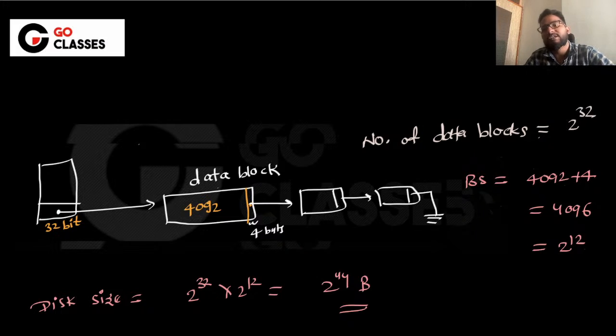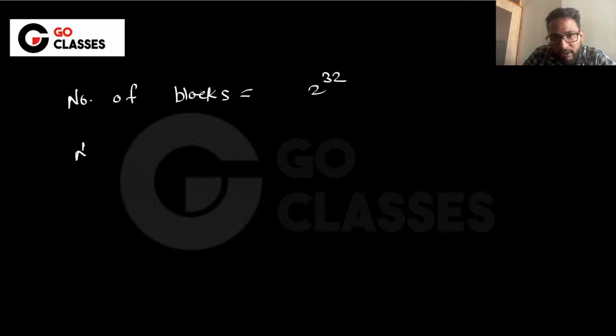Now they are asking what is the maximum file size. Okay, what is the maximum file size that you can store? So what do you think should be the answer? See, in any block, you are storing a pointer, right? Number of blocks are 2 power 32. It means number of pointers you are storing is 2 power 32. Each pointer takes 4 bytes.